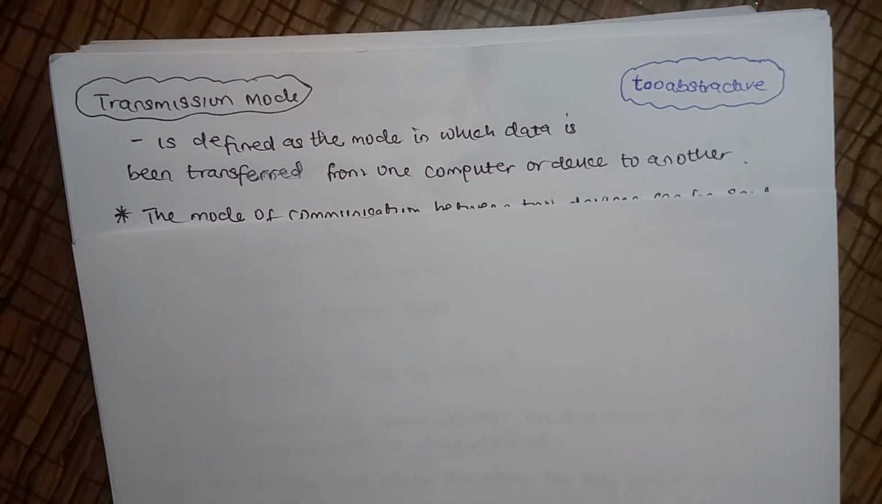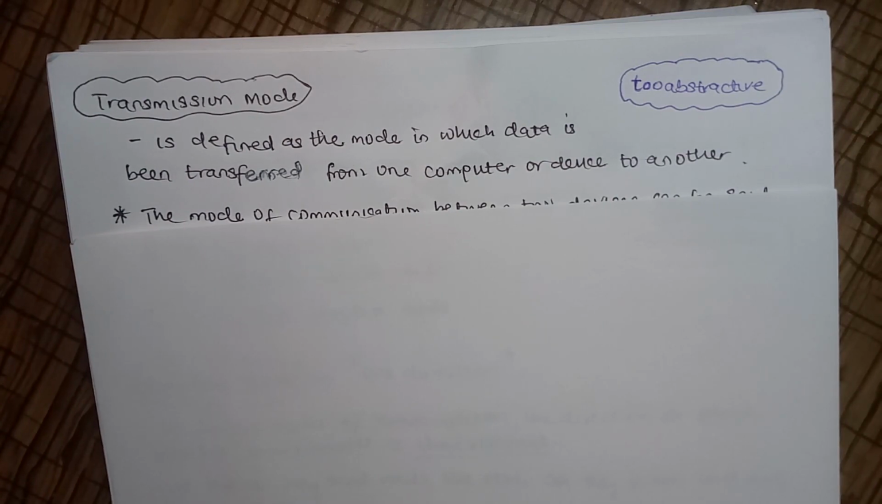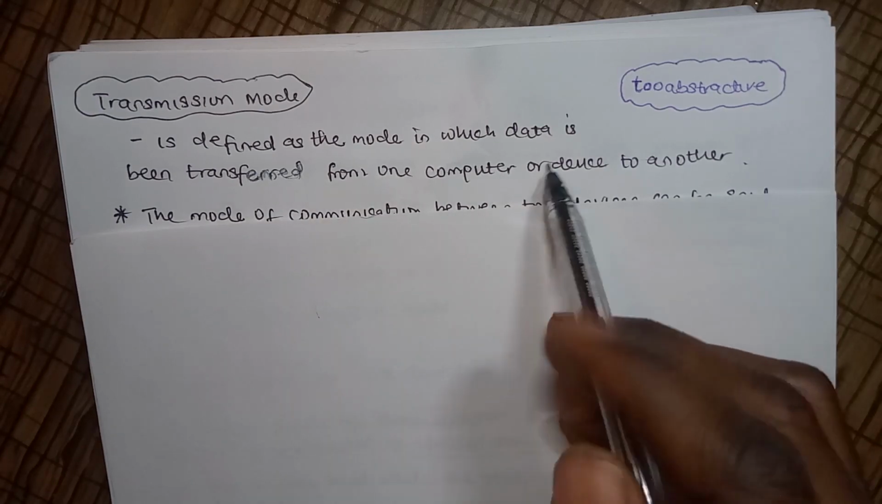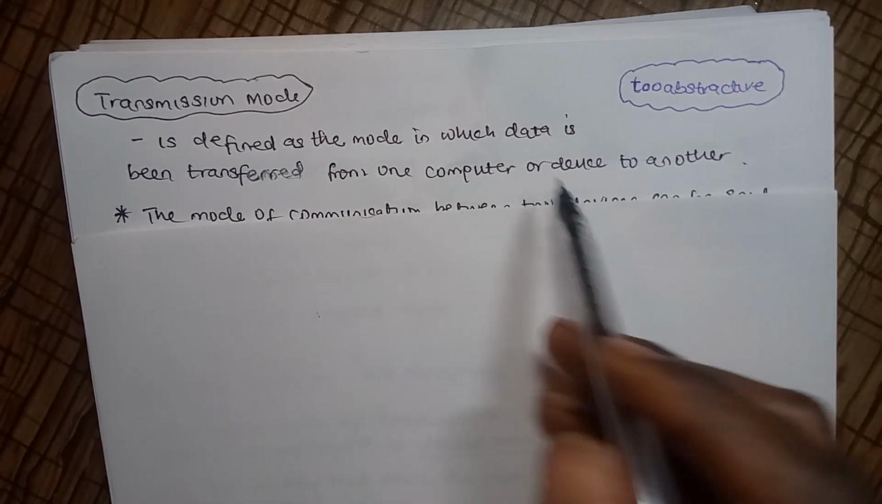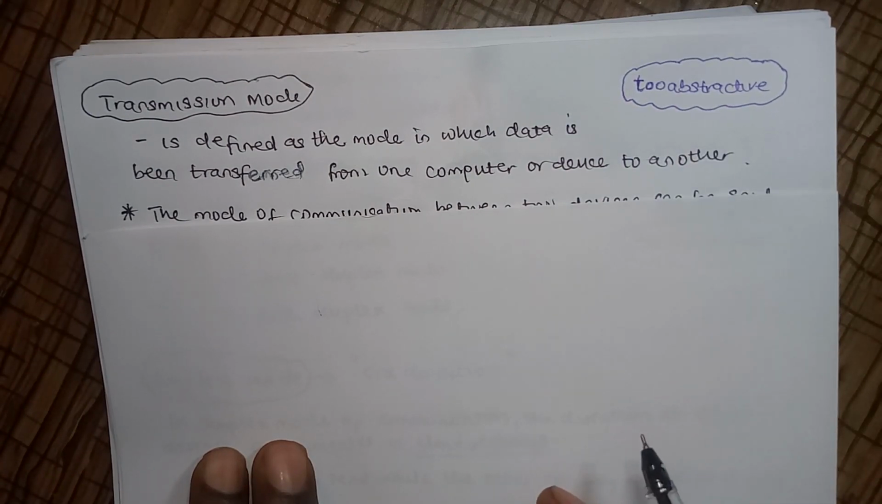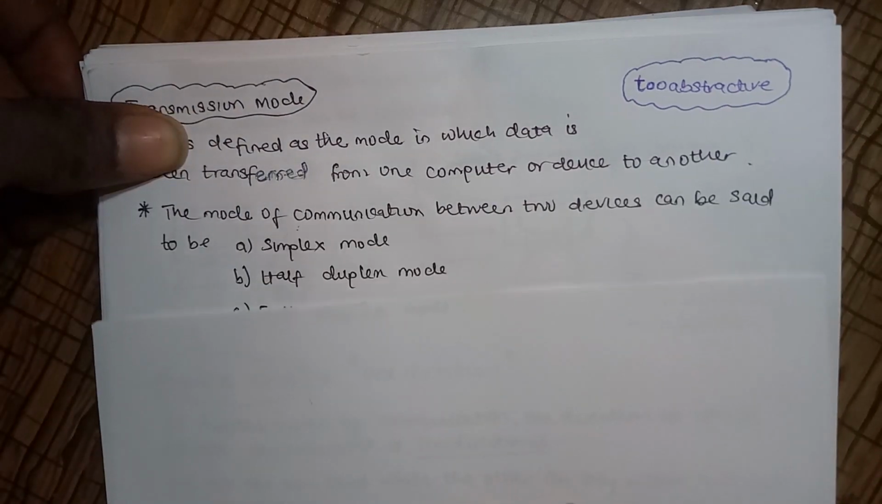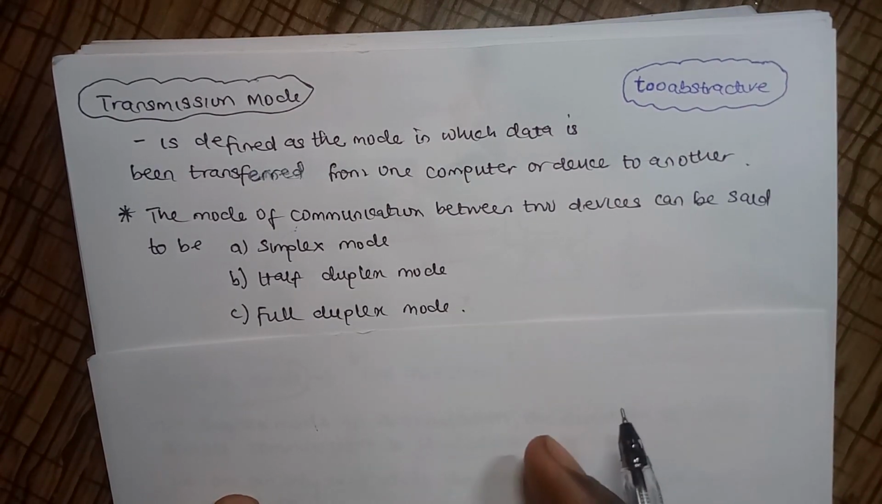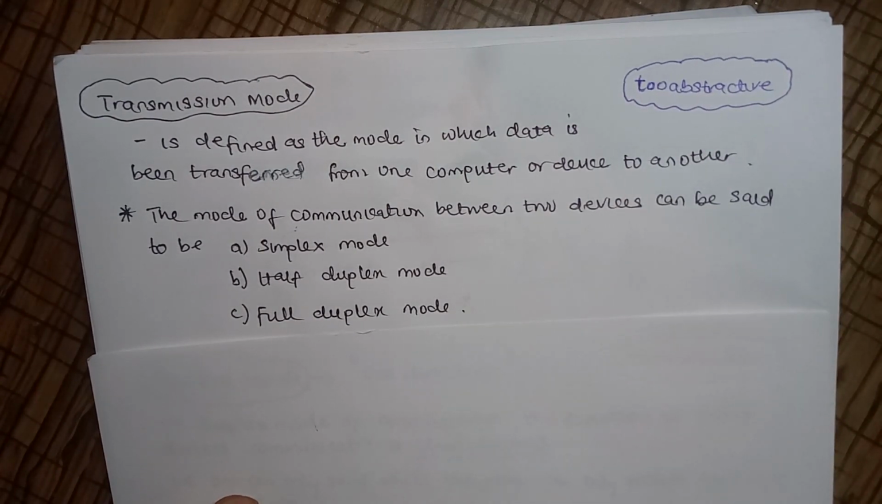In this video, we will be discussing transmission mode. What is transmission mode? Transmission mode is defined as the mode in which data is transferred from one computer or device to another. The mode in which devices communicate with each other is of different types. It is said to be either simplex, half duplex, or full duplex. So we have these three types of modes of communication: the simplex, the half duplex, and the full duplex.